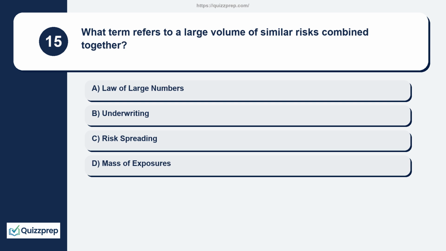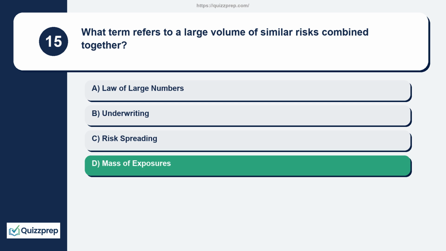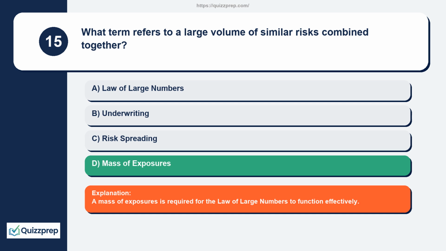Question 15. What term refers to a large volume of similar risks combined together? Law of large numbers. Underwriting. Risk spreading. Mass of exposures. A mass of exposures is required for the law of large numbers to function effectively.